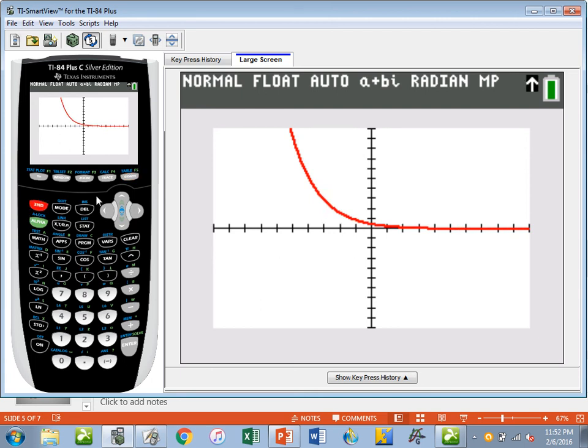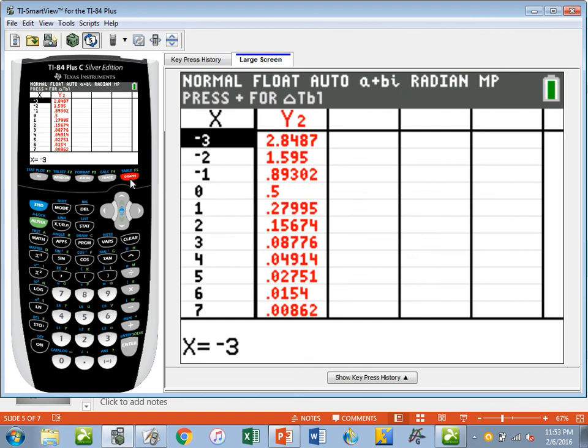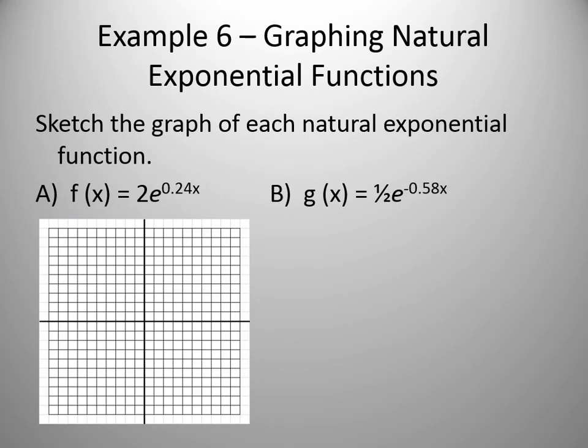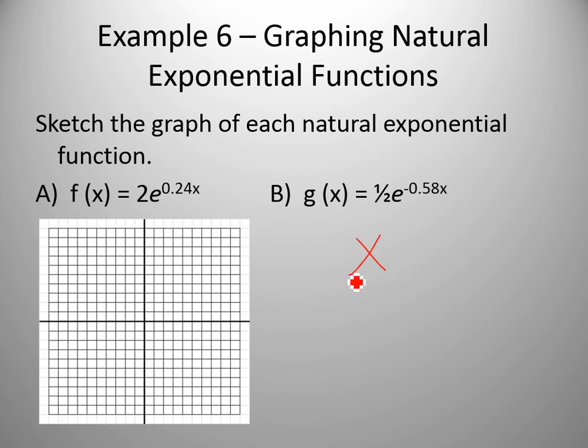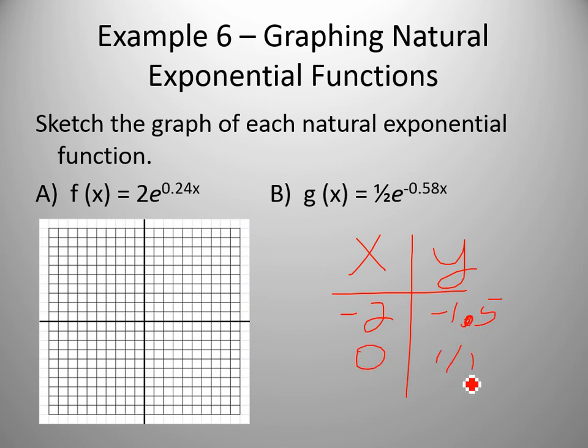And if I go to my table just to get a couple of points, I'm going to use maybe this point here, -2, +1.5. I got 0 and 0.5, I can use that one, and then maybe this one here, 1 and 0.27, we'll call it maybe a quarter. So if I draw a table for those values, I got x and y. I'll put in -2, -1.5. I got 0 and 1/2, and then I also have 1 and 0.27.